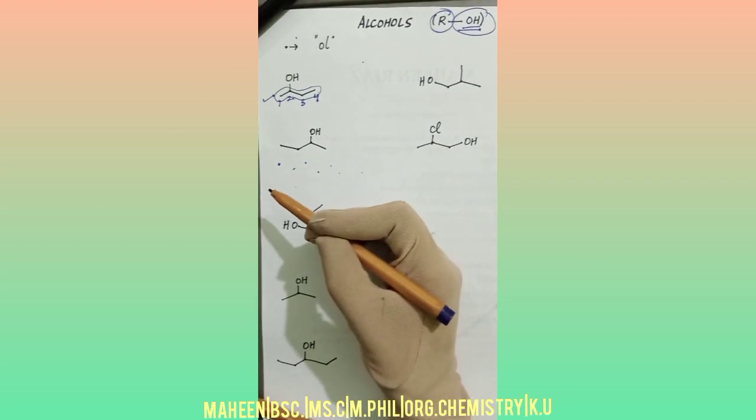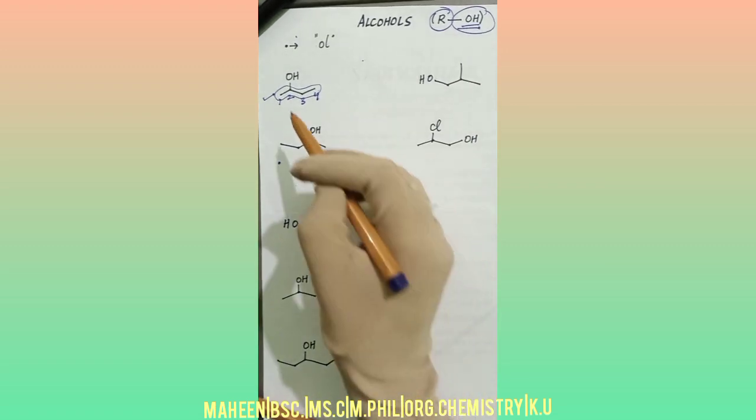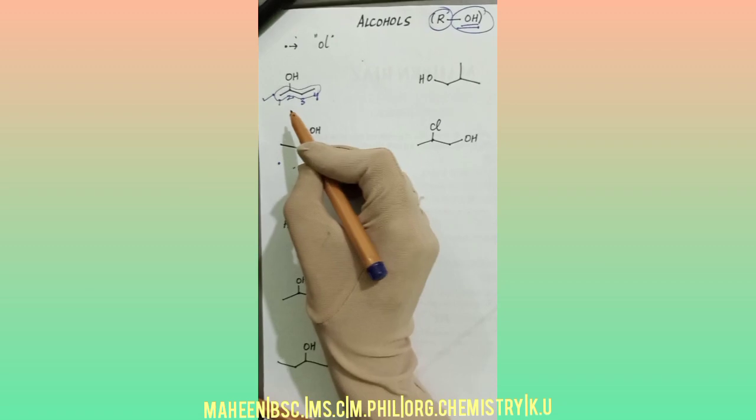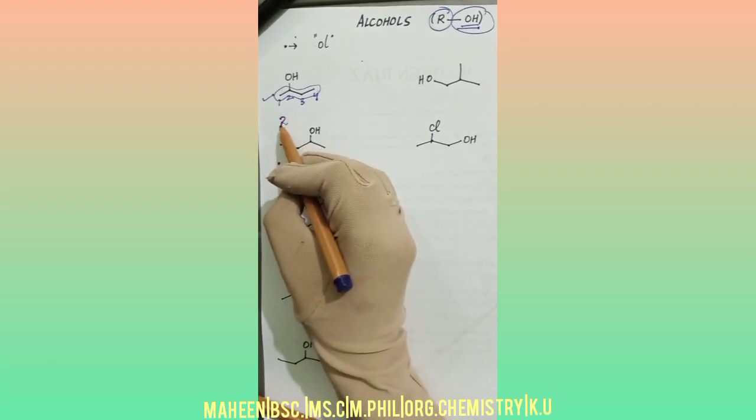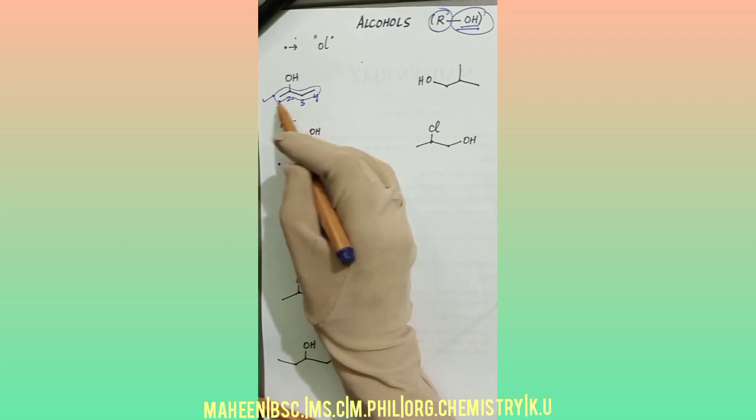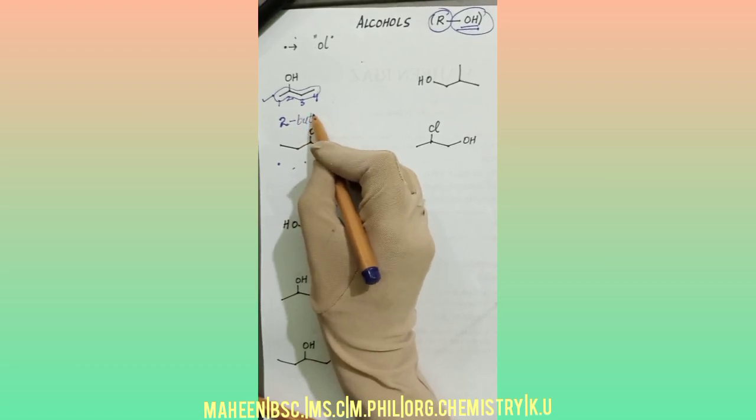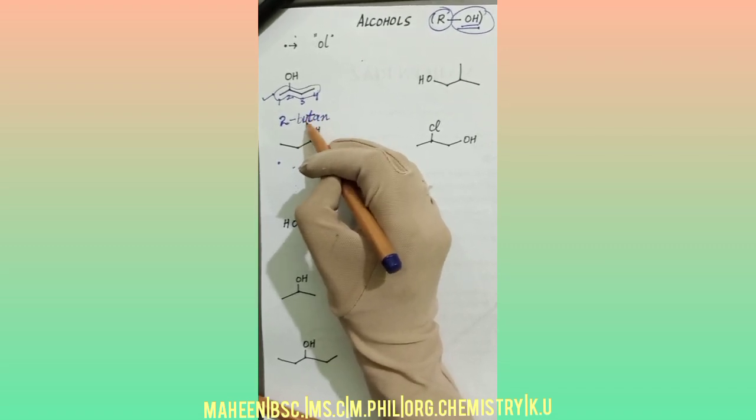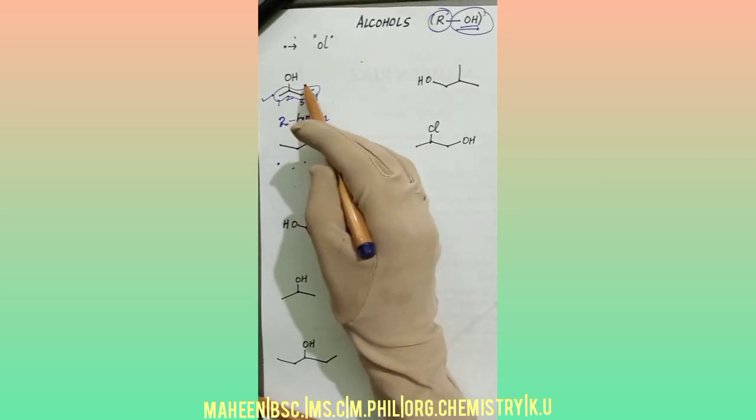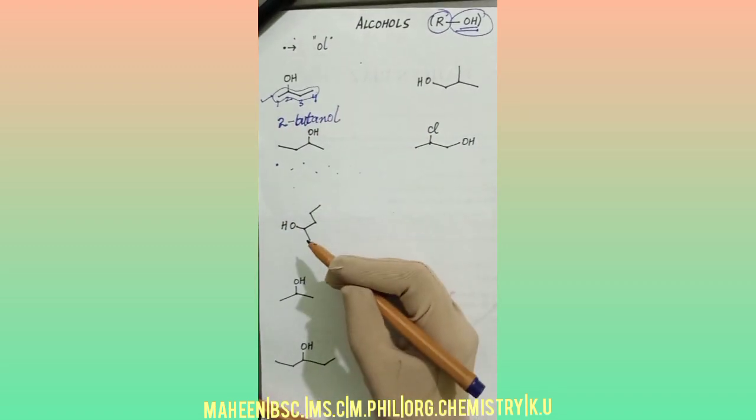Now we will see at which position our OH is attached. OH is attached to the second position. So when you are going to name, you will use the position 2, dash, how many carbon atoms in the longest chain? 4. So you will write butane, and just because of this OH you will use "ol": 2-butanol. Okay, it's a 2-butanol.